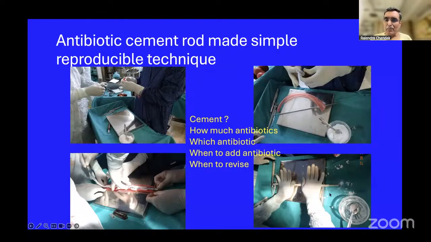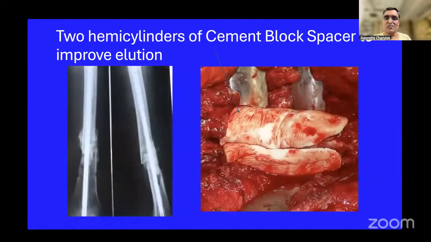And then we apply it on all sides and fill it in the slot of the K nail and then roll it. If we roll it and make it smooth, then extraction is better. And this is the fracture site. So this was the antibiotic coated nail.